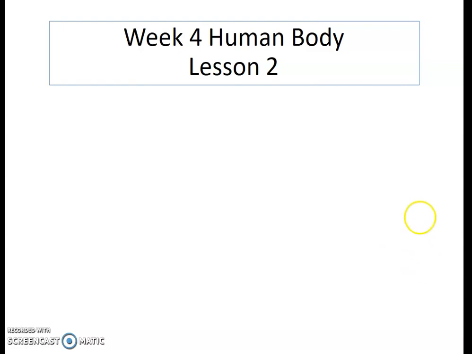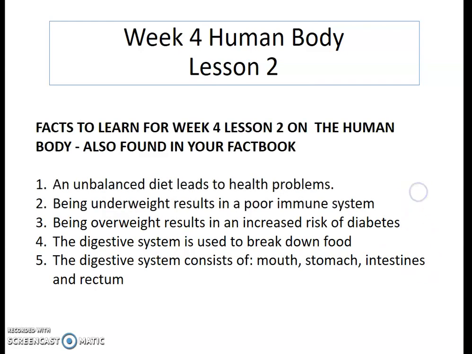The facts that you need to make sure that you are learning for this lesson are the following: what an unbalanced diet leads to, what being underweight results in, what being overweight results in, what the digestive system is used for, and what the digestive system consists of. All these facts are found in your fact book underneath the week 4 lesson 2 on the human body.